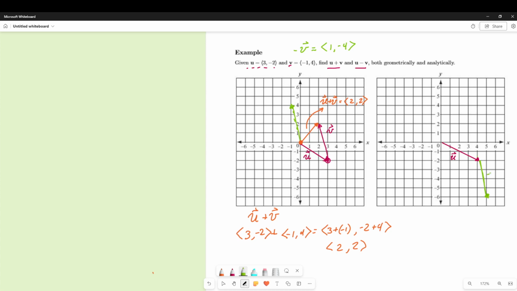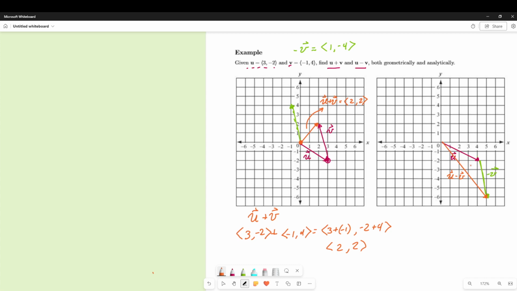So that's v's opposite. So that's going to give us a result that goes from, again, the initial point of the first to the terminal point of the second. And that's going to be our new vector u minus v.